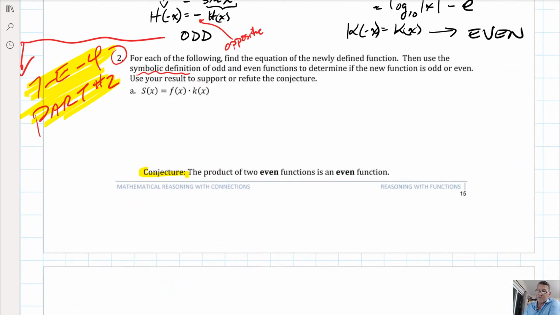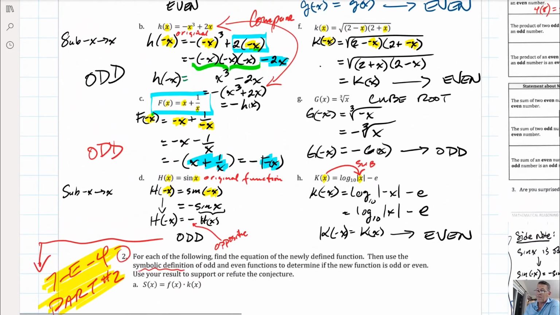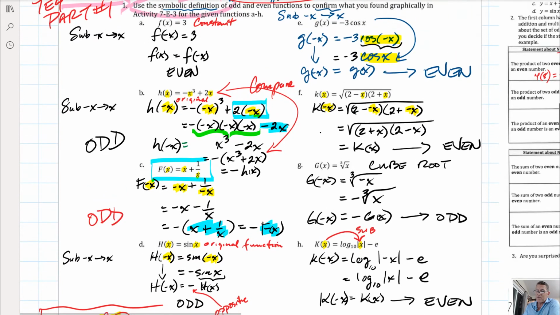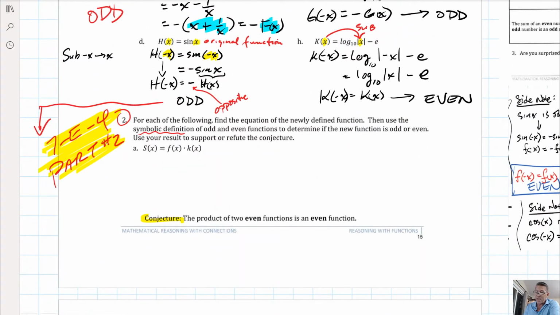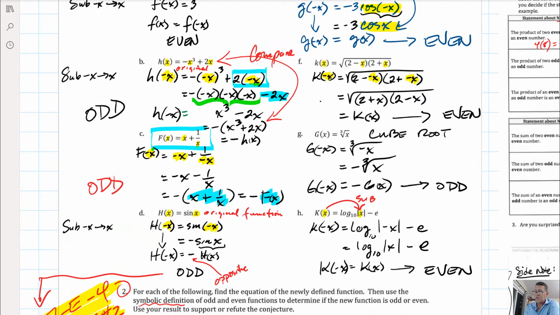All right, so let's grab these functions f and k. They happen to be right above. F of x happens to be the first function here. F of x equals 3. And then we want to multiply f times k. These are 2 even functions. K of x, let's see, that's this one, part f right here. It's the square root function.